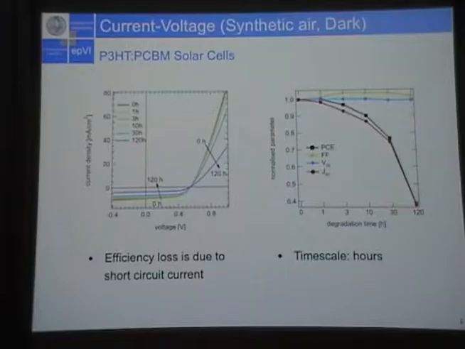What you see here, in the dark, are the solar cell parameters from the JV curves. You see the time scale from zero, pristine, to 120 hours. It's quite a long time scale, and you see basically the three main parameters: open circuit voltage in blue, short circuit current in red, fill factor in green, and the resulting power conversion efficiency shown here.